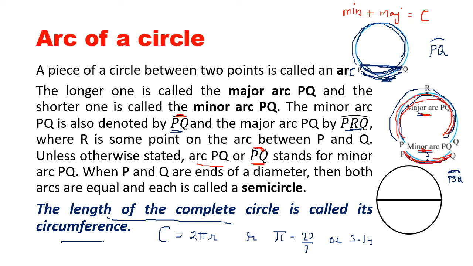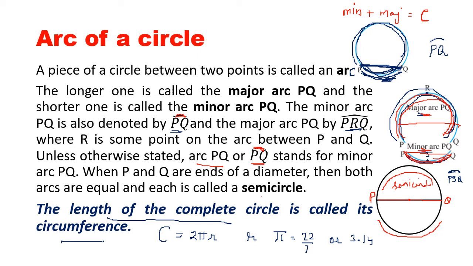Okay. Now you can see this chord PQ. What happens if the chord becomes a diameter? So here I have drawn PQ as the diameter, passing through the center. Now can you tell me which is the major arc and which is the minor arc? No, they both are equal. This can be called minor also and major also. So a diameter divides the circle into two equal parts, which we call a semicircle.